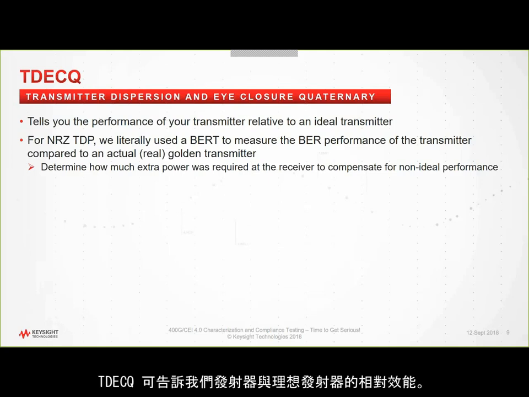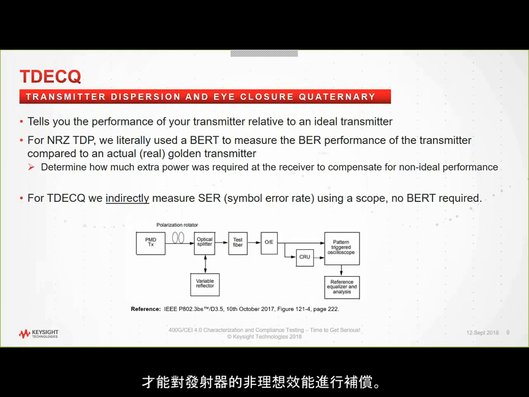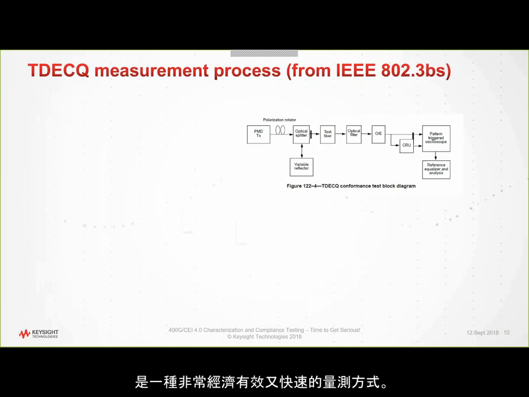TDEC-Q stands for transmitter dispersion and eye closure, quaternary, it's the PAM4 version, and it tells you the performance of your transmitter relative to an ideal transmitter. Looking back at NRZ TDP measurements, it was really a BER measurement using a BERT. You'd set up a golden transmitter, and you compare the performance of your device versus the golden transmitter. The measurement itself would determine how much additional power was required at the receiver to compensate for the non-ideal performance of your transmitter. For TDEC-Q and PAM4 measurements in 400G applications, we indirectly measure the symbol error rate using an oscilloscope, so no BERT is required. It's a very cost-effective and fast measurement.